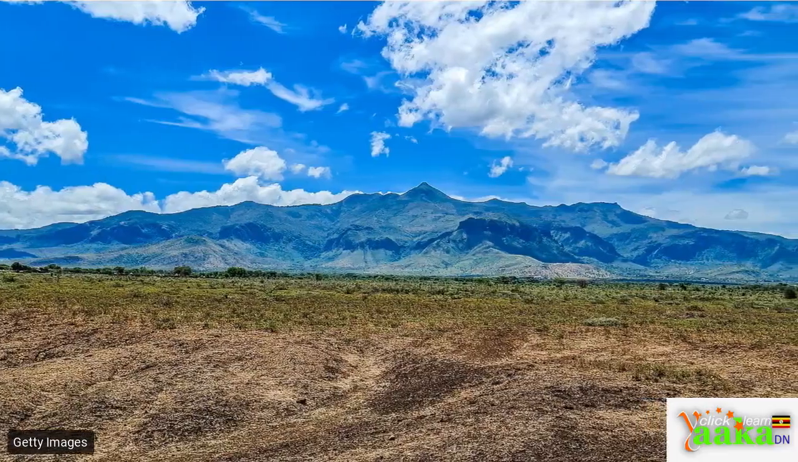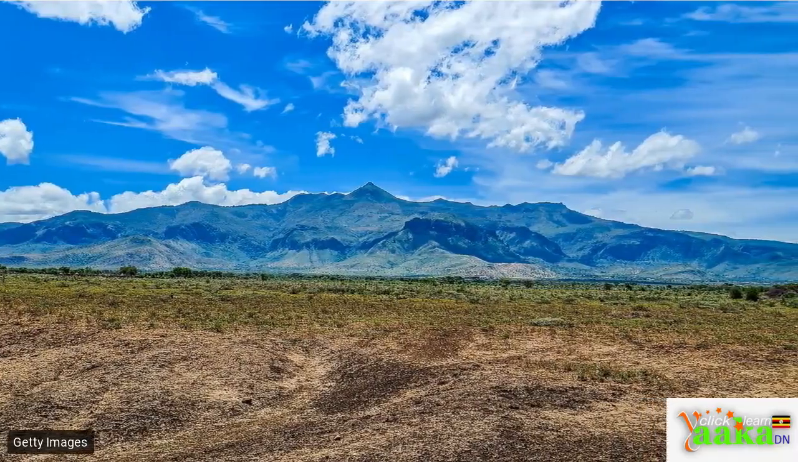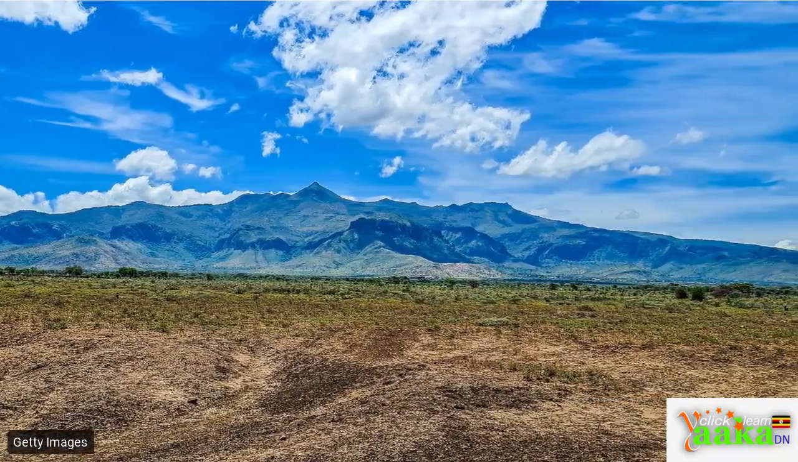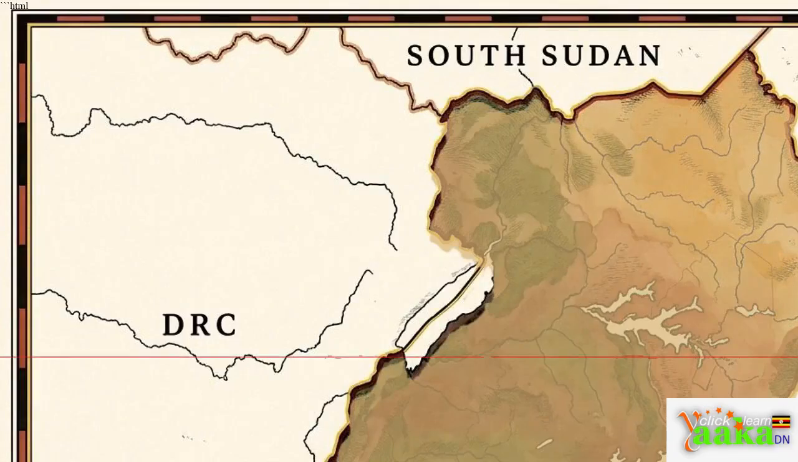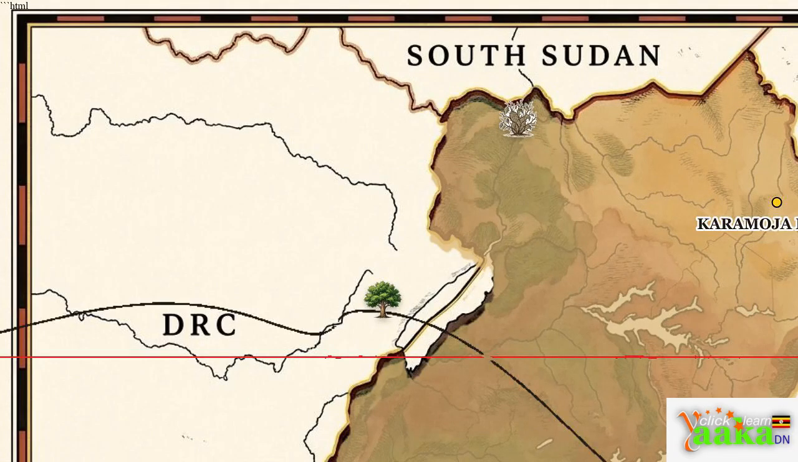Now, compare that to the Karamoja region. The landscape is dry, dusty, and the plants are sparse and tough. Both of these locations are in Uganda, right near the equator. So why do their ecosystems look completely different?